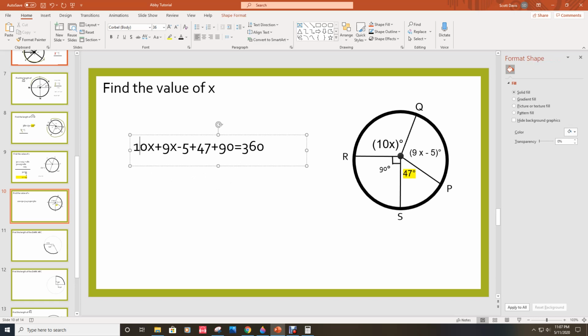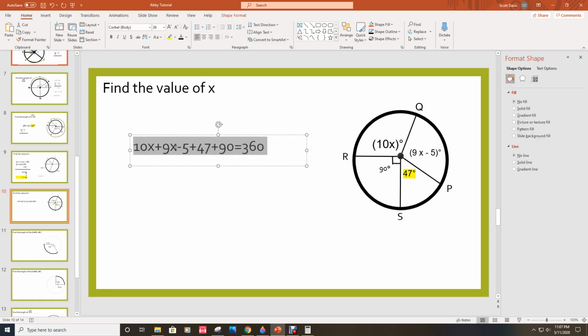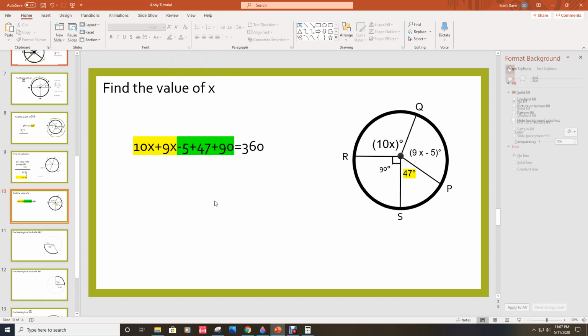Make sure that you look at these things that are the same and combine your like terms. Right here you've got 10x and 9x. You can combine that together, add those together, and see what you come up with. All these right here, you can combine together. So that way you can break your problem down smaller, right? So I'm going to let you do that one on your own, okay?